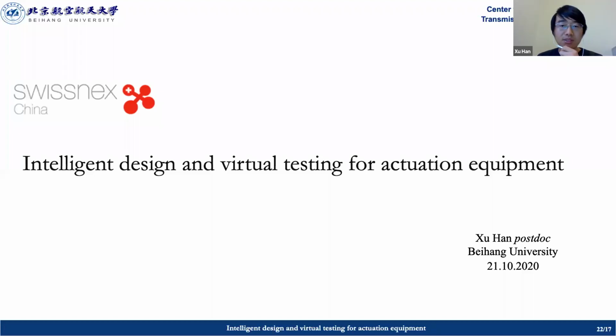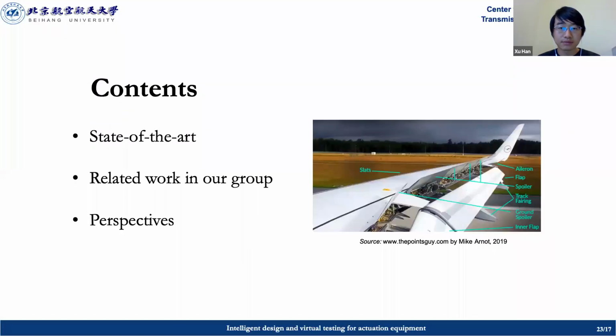I would like to present a topic on intelligent design and virtual testing for actuation equipment. Next slide, please. So my talk has three parts. First, the state of the art of this technology, and second, some related work from our group, and at last, a short perspective for this technology. Next slide, please.